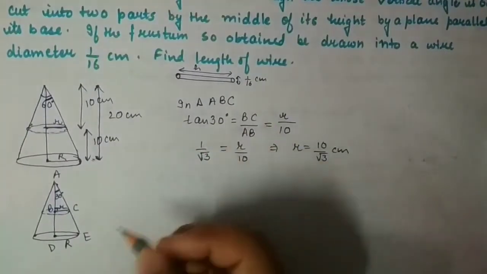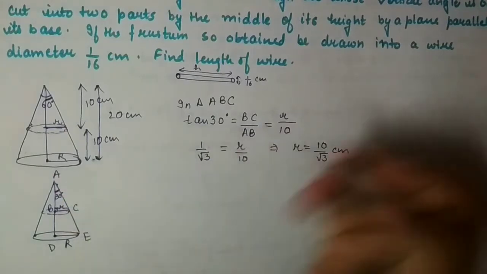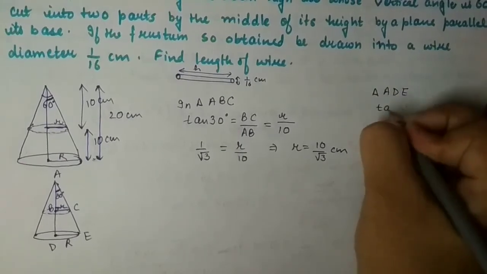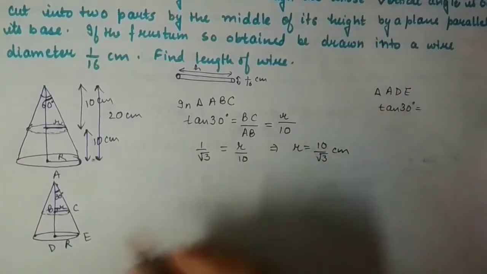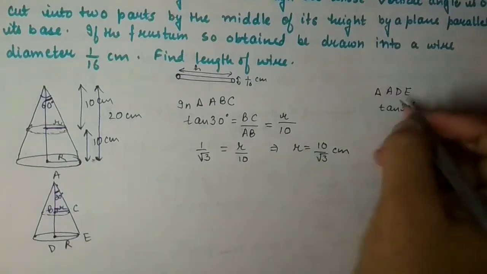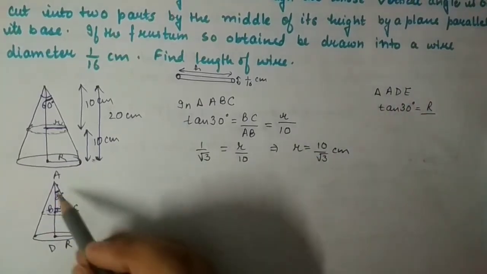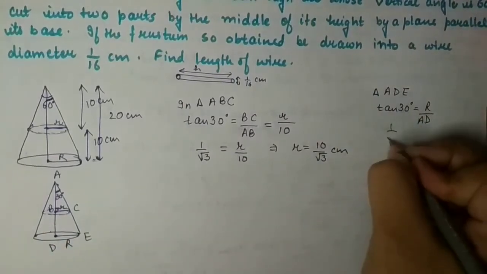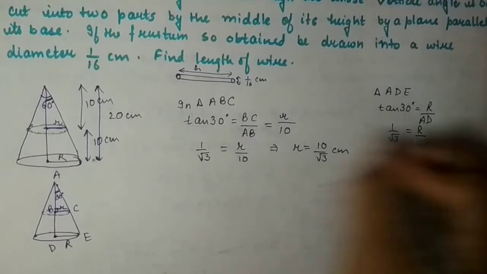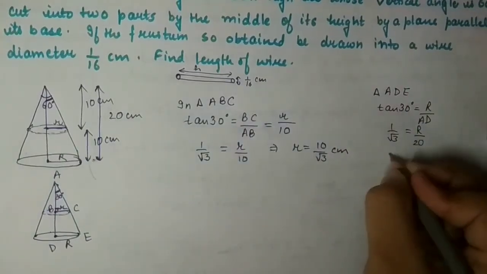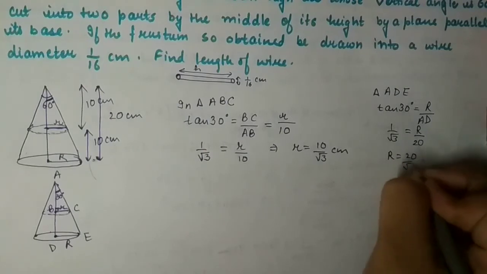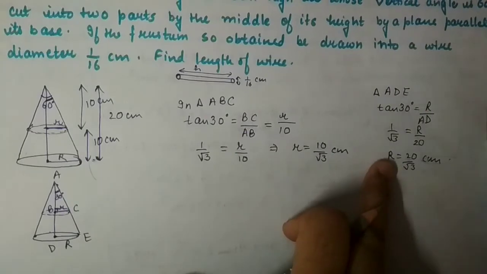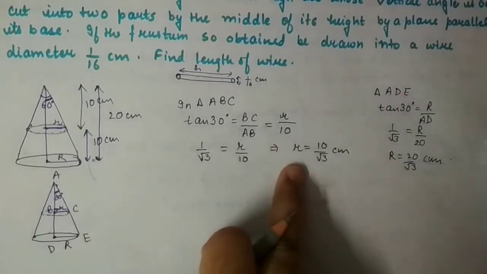Now consider another triangle ADE. In triangle ADE, you again take tan 30 degrees. It would be equal to perpendicular, which will be capital R, upon base, that is AD. Tan 30 degrees is 1/√3, AD is 20. So from here capital R is equal to 20/√3 centimeters. Okay, now we have the value of capital R and small r, so we can find the volume of frustum.